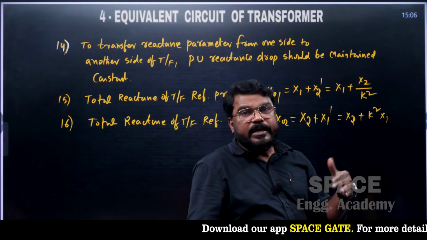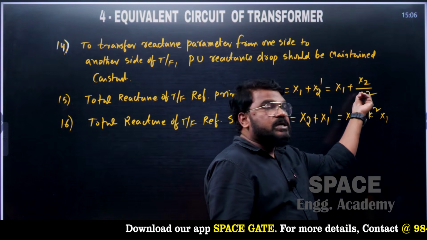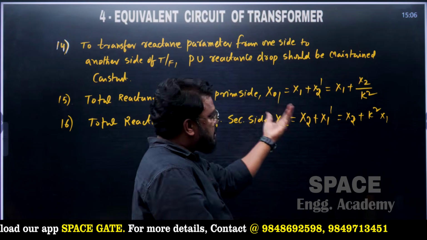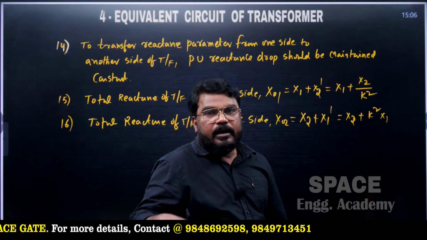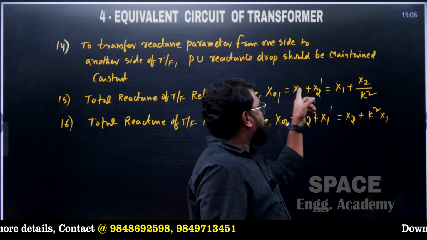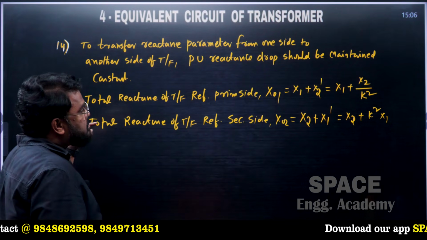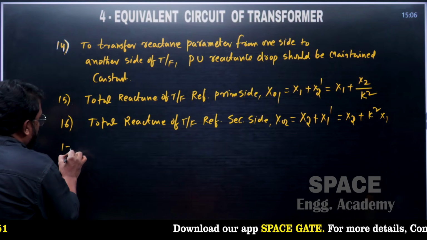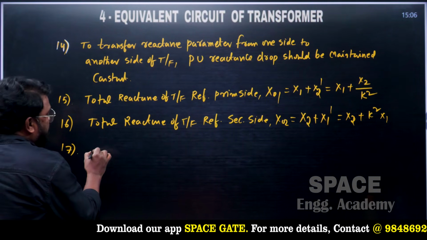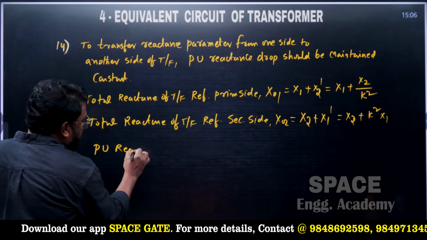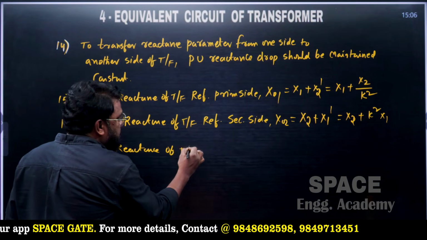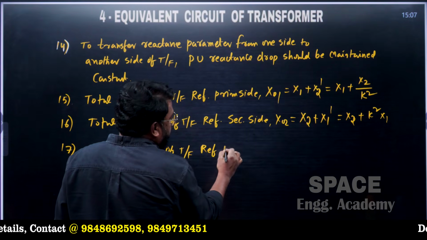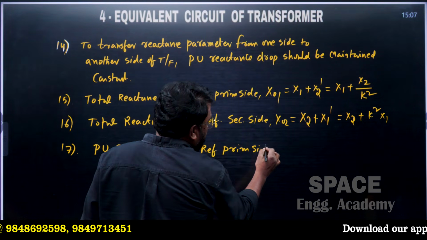Suppose you want to find it in terms of the turns ratio, put K equal to 1 by A and you will get it easily. But remember, it is in terms of K, then put K equal to 1 by A in terms of the turns ratio. And here is the total reactance of the transformer referred to the primary side. And the next question, the 17th one: the per unit reactance of the transformer referred to the primary side.